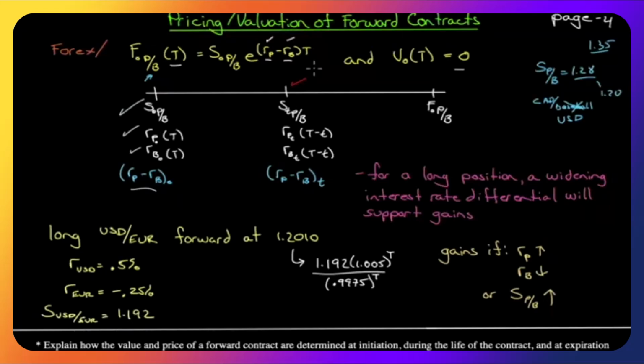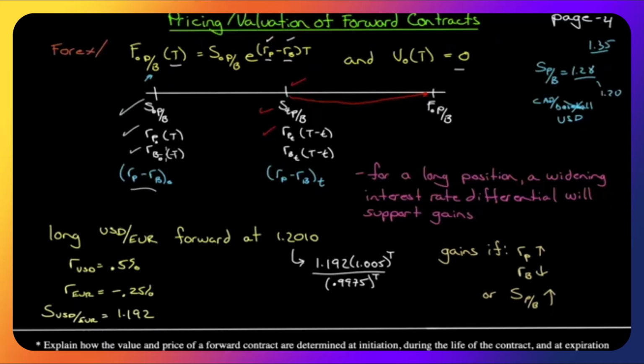And again, if this is confusing, just change the base to a baseball. What is the value of a contract for the sale of a baseball at this point in time? At this point in time, we will be able to observe whatever the spot exchange rate is. We will also be able to observe what the interest rate is for this period of time in the price currency and for that period of time in the base currency.